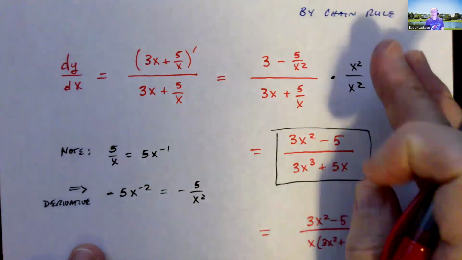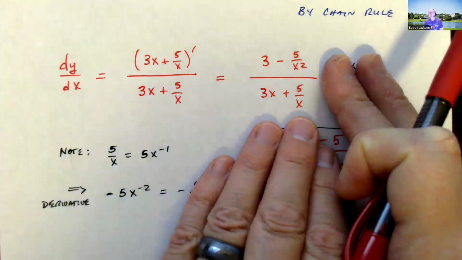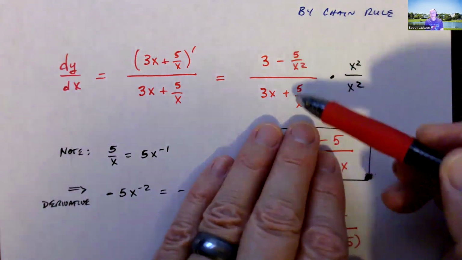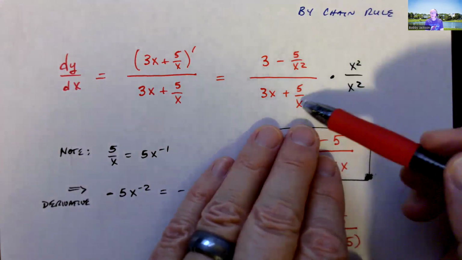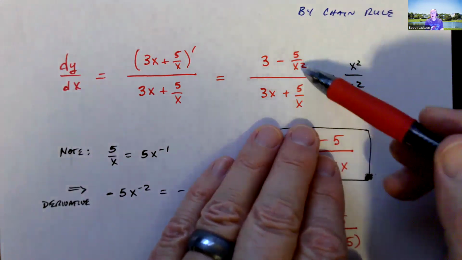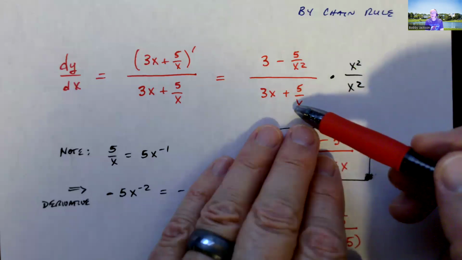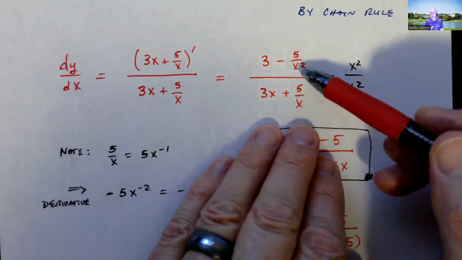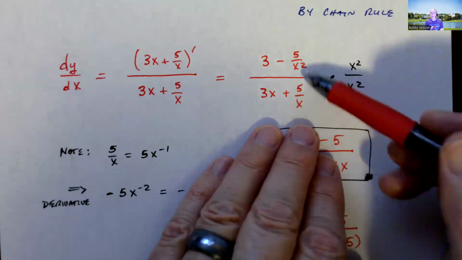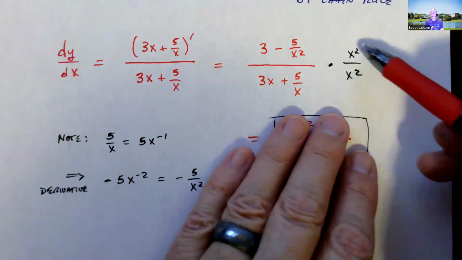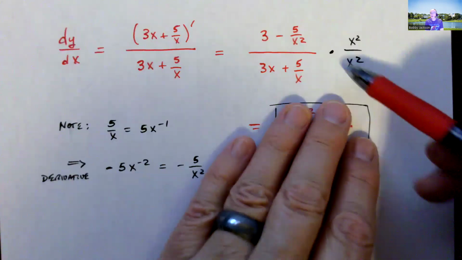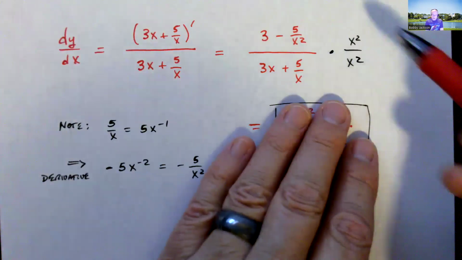So there's the derivative, but you can simplify this by clearing out these fractions within fractions. And the way I'm going to do that is multiply by the least common denominator of all my smaller fractions. So I've got x here, x squared here. So the least common denominator is just x squared. I'm going to multiply numerator and denominator by x squared. I'm multiplying by 1. I'm not changing the value of the expression. I have to be careful here.